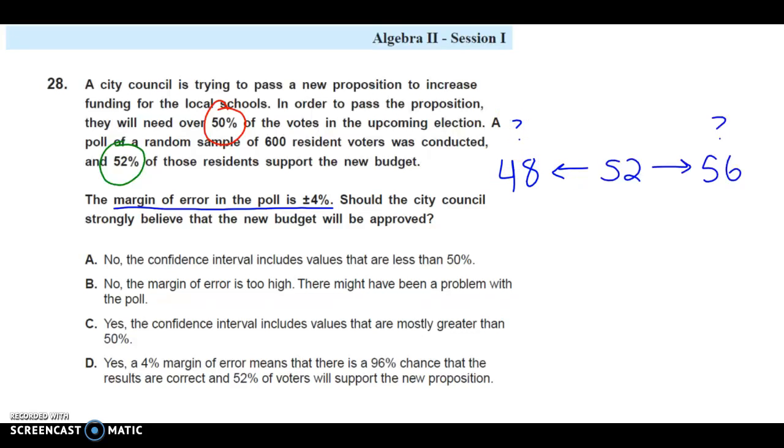Now we need 50% to pass. And now it asks us, should the city council, after doing this poll, strongly believe that this is going to pass, that it's going to be approved? So I would say no. In fact, this is rather concerning. With the margin of error, 4% below 52, that would not have passed with a 50% vote. So I would say the best answer here is no. The confidence interval includes values that are less than 50%. So it is not safe for the city council to strongly believe that the new budget will be approved.